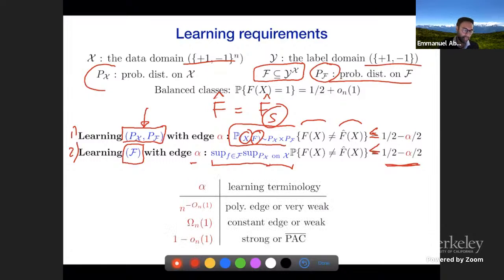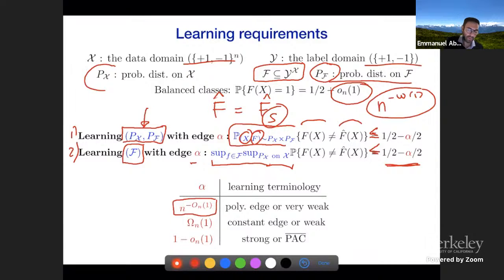Now the choice of alpha depends. The weakest one is when you only get a polynomial edge, so something that is not exponentially small, in which case it better be that at the beginning here, this was already something sublinear. And you can have a constant edge, which is like weak learning, and you can have an edge which gets as close as you want to 1, and that will be strong learning or PAC, and I put a bar on the PAC here, because normally in PAC you have the epsilon delta event, but here I'm joining them by putting a single probability event. Okay, but essentially this is equivalent to that.